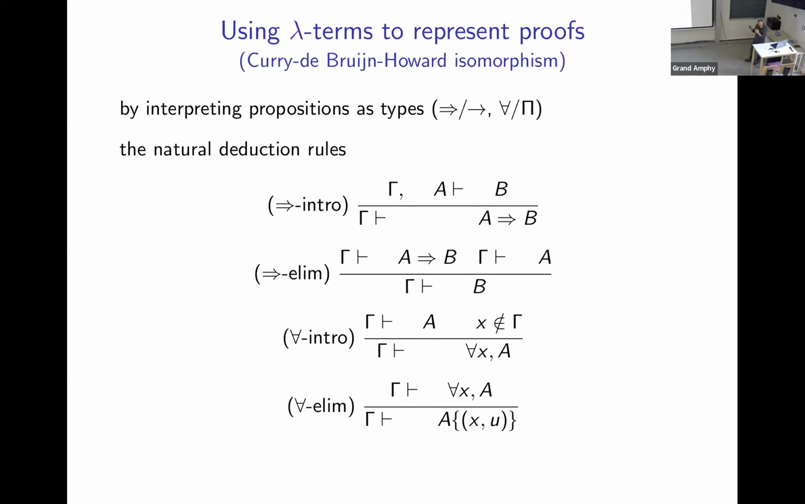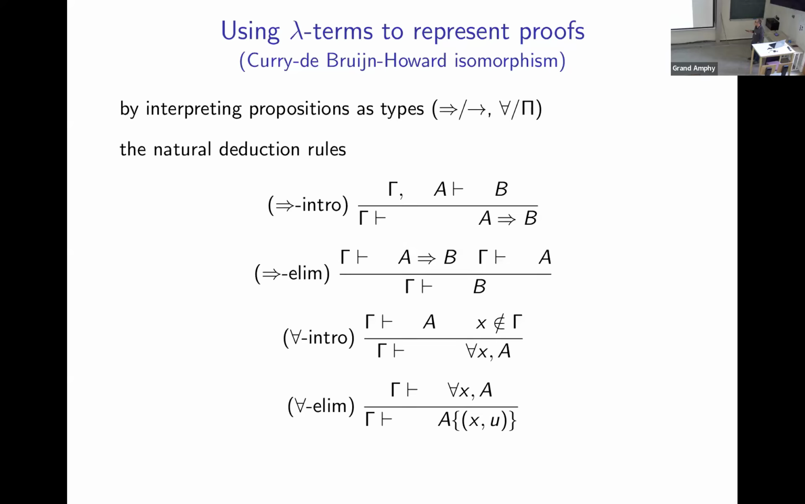So for this, as I mentioned yesterday, we are going to use the so-called Curry-Howard isomorphism. So we interpret propositions as types, and this correspondence between propositions and types is something that has been remarked before, because if you remember the typing rules for simply typed lambda calculus, and you look at the rules for natural deduction, there is a very precise correspondence between the two.